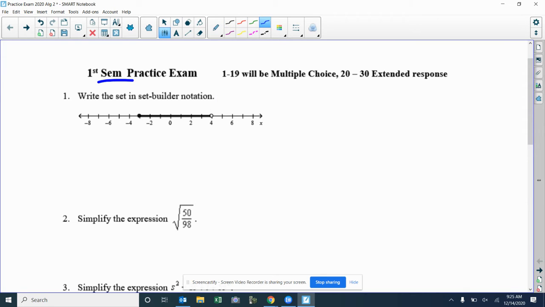As we get started here, the first one is set builder notation. We have a number line, and of course, number one will be set builder when you take the exam also. I'm going to come along the number line and look at my first number there, and it looks like it's -3, isn't it? Okay, so I'm looking at -3 right here. And I'm going to stop at 4. I'm going to put my X in between.